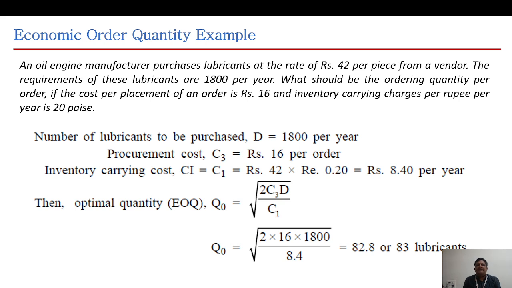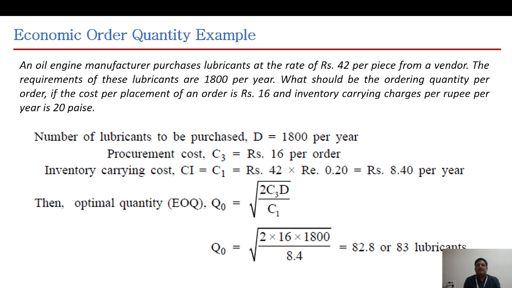An oil engine manufacturer purchases lubricant at a rate of Rs 42 per piece from a vendor. The requirement of these lubricants is 1800 per year. What should be the order quantity per order if the cost per placement of an order is Rs 16 and inventory carrying charges per rupee per year is 20 paise? Okay, this is the input data they are giving. The rate of lubricant is 42 rupees, and the quantity is 1800 per year.